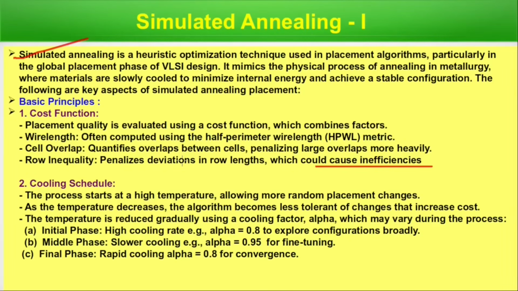The cooling factor: in the initial phase, a high cooling rate, that is alpha is 0.8, to explore configurations broadly. Middle phase, slower cooling, alpha is 0.95 for fine tuning. Final phase, rapid cooling, alpha 0.8 for convergence. At high temperature, more random placement changes are allowed. As the cooling factor is tuned, the design reaches more fine tuning, that is simulated annealing.